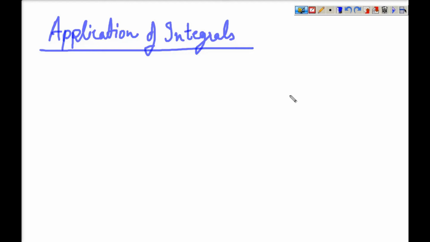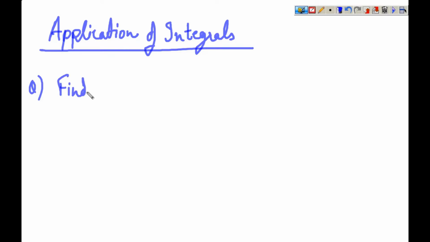So in the last video we were talking about application of integrals. So this is the second part of it, and we'll be doing some more problems to understand how to find the area using integrals. So let's first start with the first example. So we need to find the area.